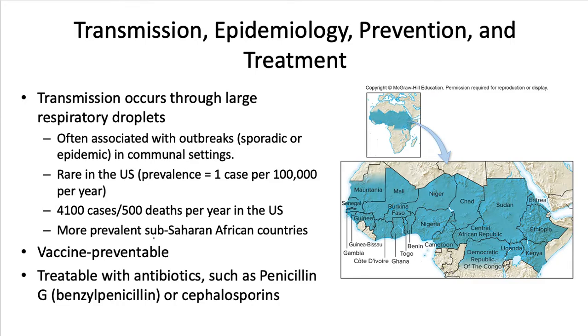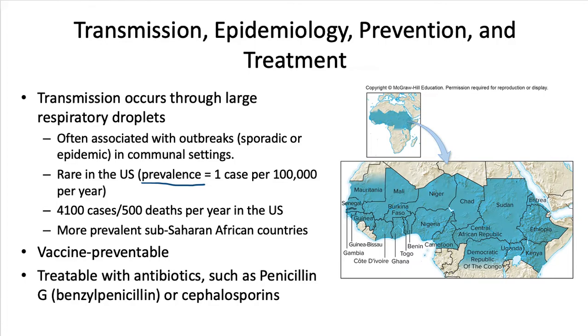Despite that, the prevalence of meningitis in the United States is pretty low. On average, there's about 1 case per year for every 100,000 individuals. When we represent the number of cases per 100,000, that represents prevalence in terms of our epidemiological statistics. That comes up to a total of just over 4,000 cases per year in the US and about 500 deaths.